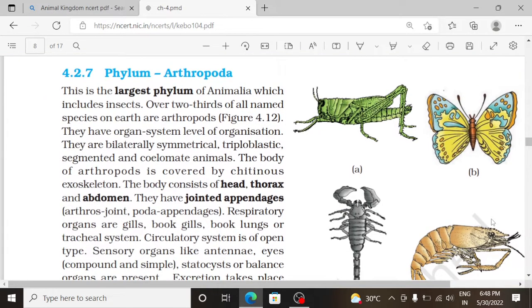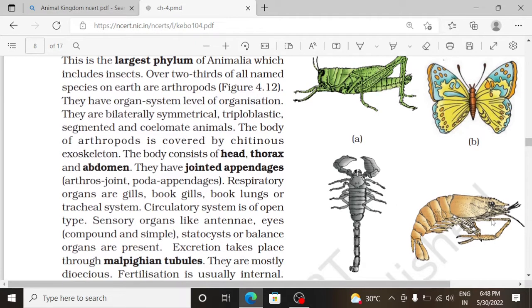Then is Phylum Arthropoda. This is the largest phylum of Animalia, which includes insects. Over 2/3 of all named species on earth are arthropods. They have organ system level of organization. They are bilaterally symmetrical, triploblastic, segmented and coelomate animals. The body of arthropods is covered by chitinous exoskeleton. The body consists of head, thorax and abdomen.